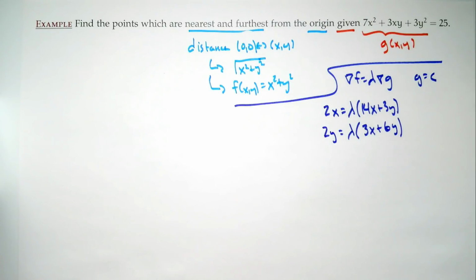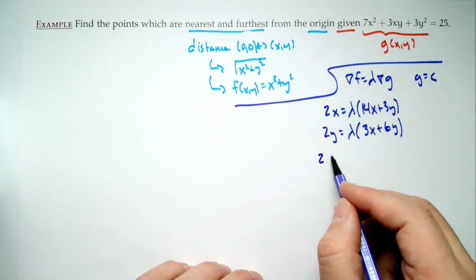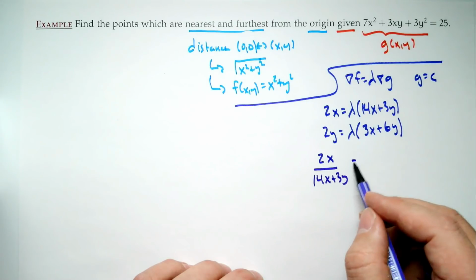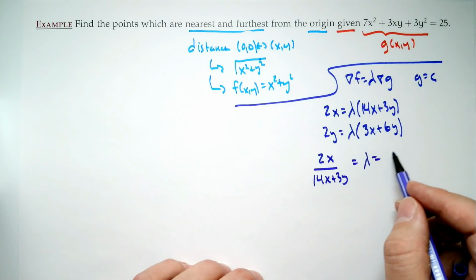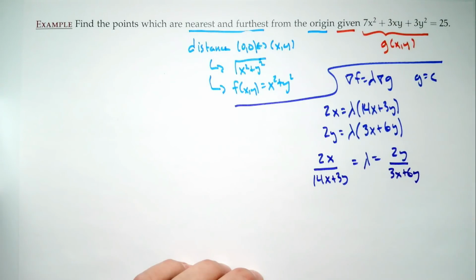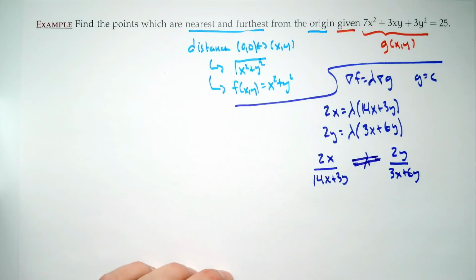All right, now, I don't know about you, but I'm feeling doubt. Well, what should we do if we're in doubt? Solve for lambda. Yes, that's right. When in doubt, solve for lambda. So, if I solve for lambda, I can say that 2x divided by 14x plus 3y is equal to lambda, but that's also equal to 2y divided by 3x plus 6y. Now, the very fancy thing we do is just make these equal signs really long, ignoring the lambda in the middle, and say, okay, let's work with this.